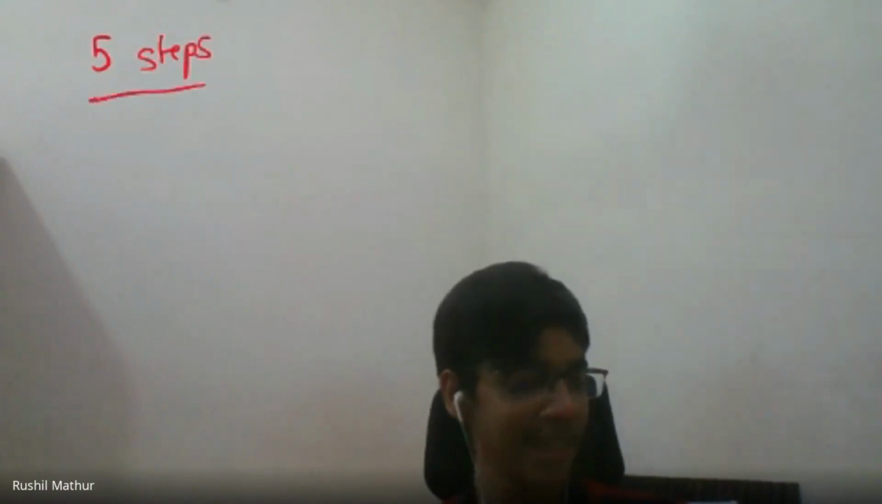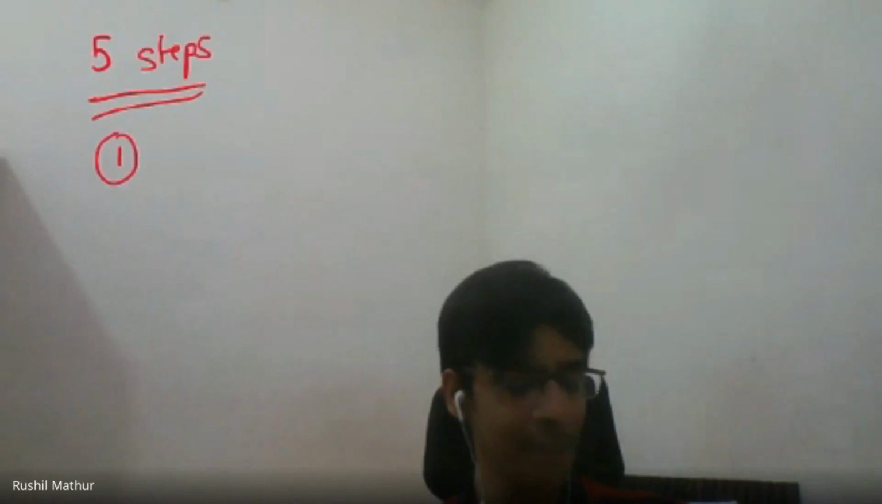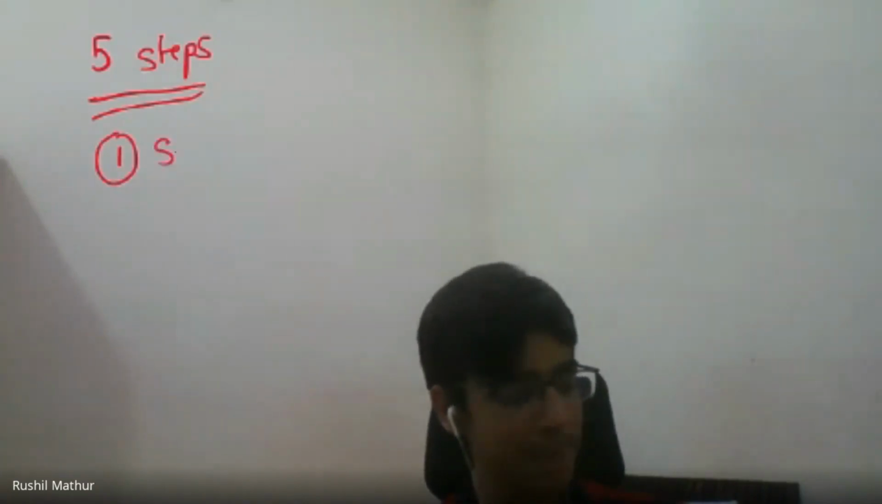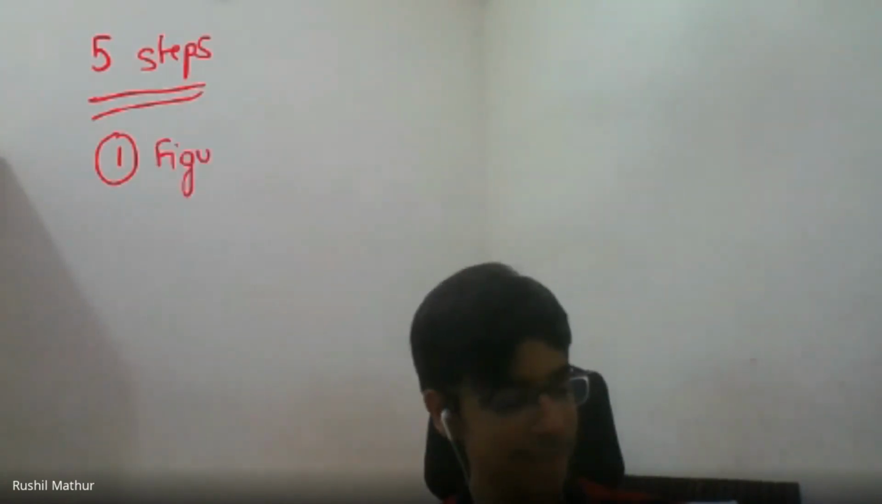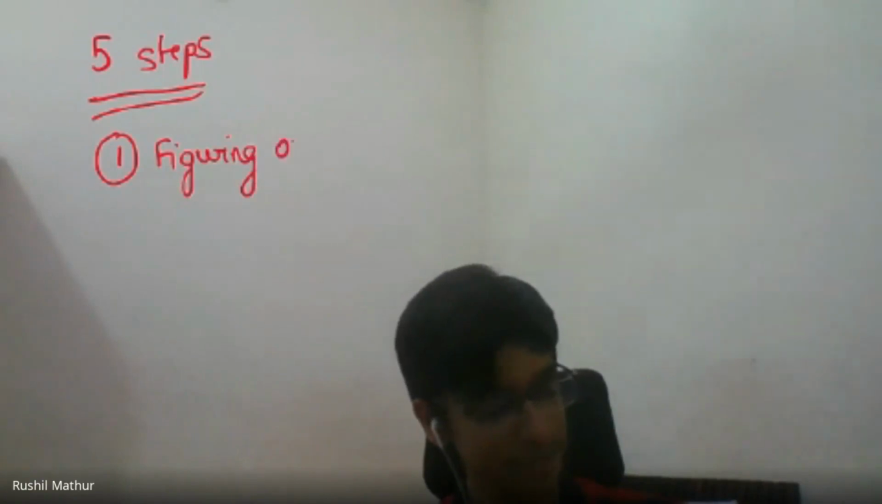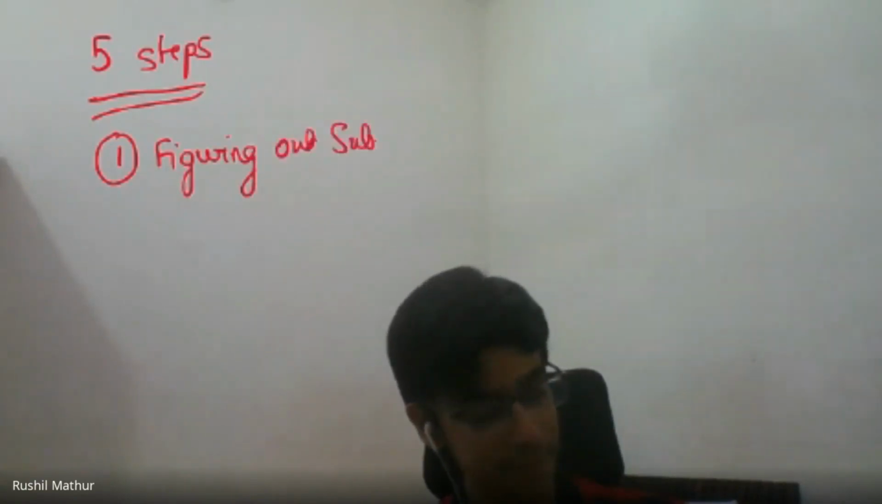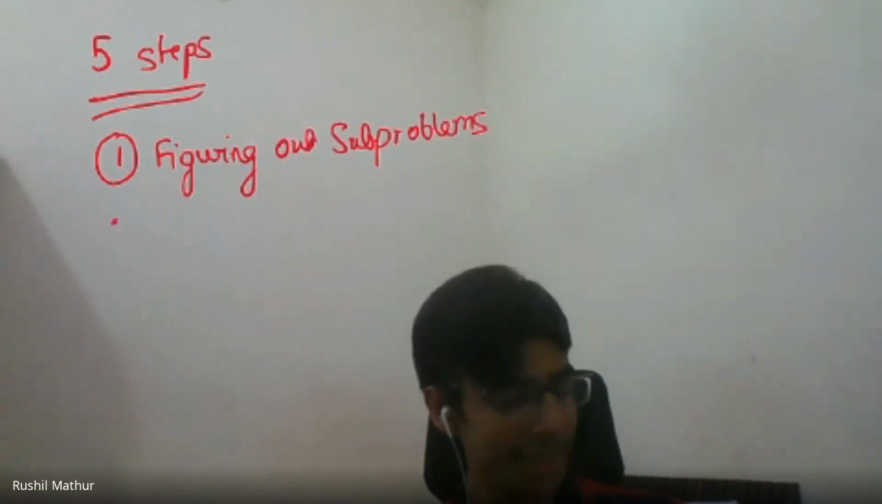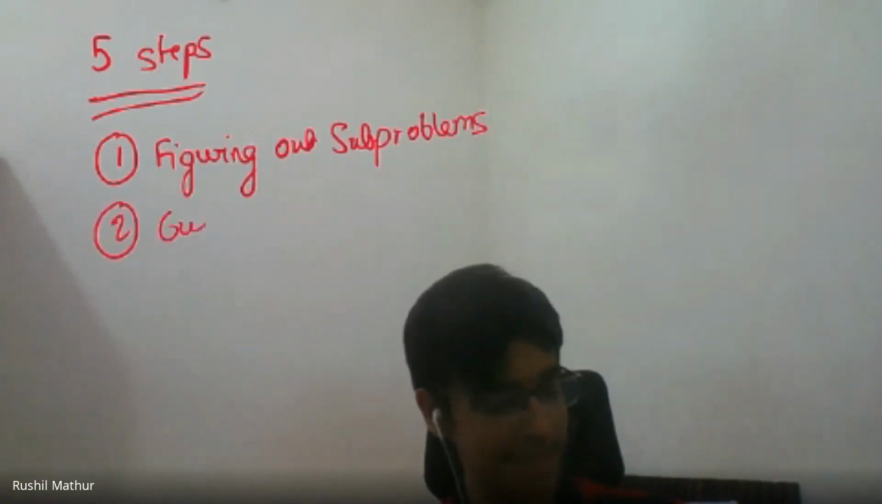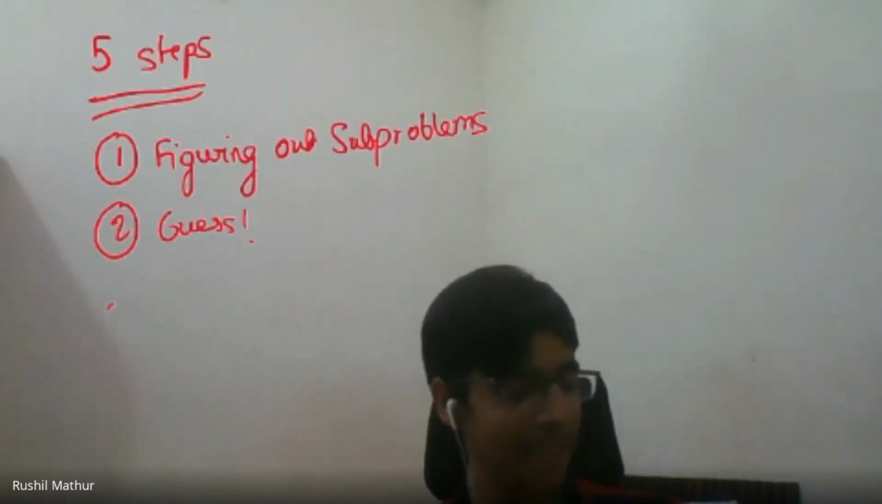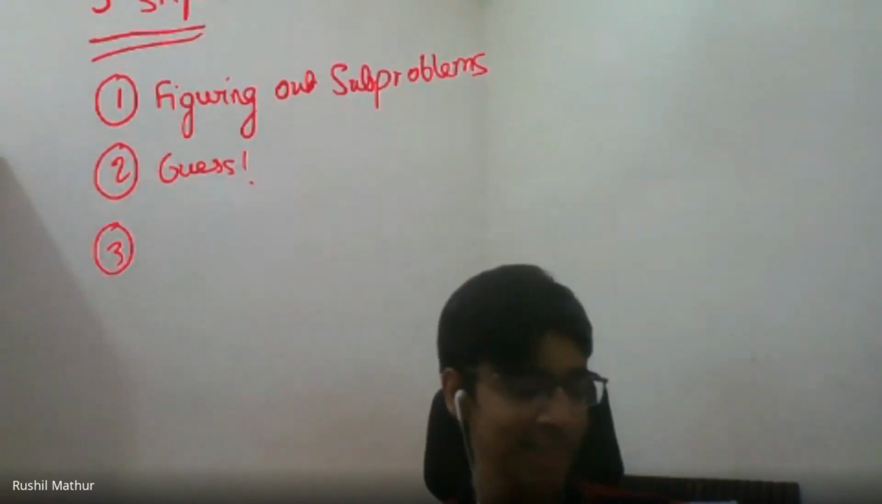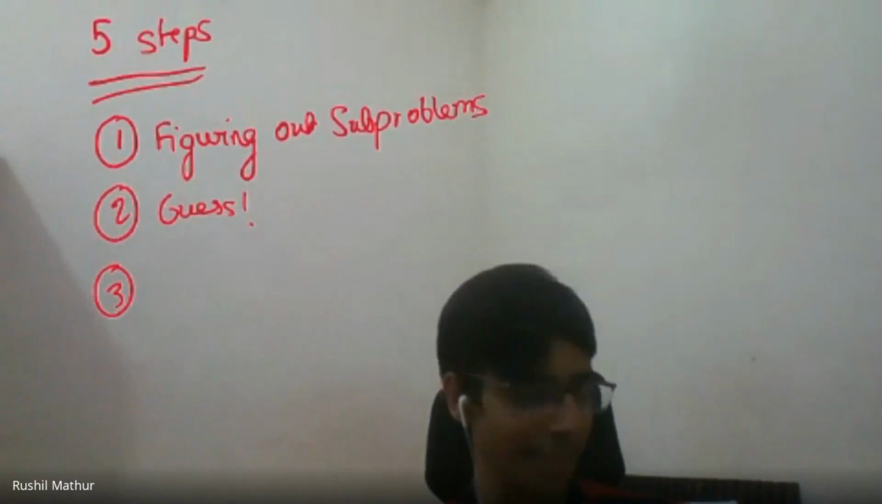So there are these 5 steps. I won't be explaining them just yet. We'll do a problem and we'll see how each of the steps come in. The first step is figuring out subproblems. The second step is to guess. And again, I'll come to why exactly we are doing each of these 5 steps. Just give me a little bit of time.